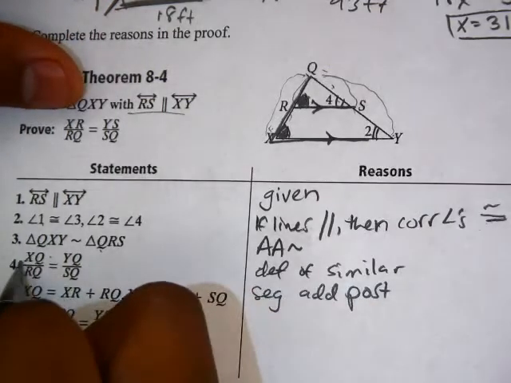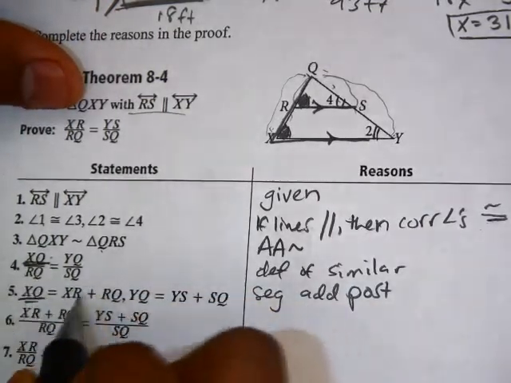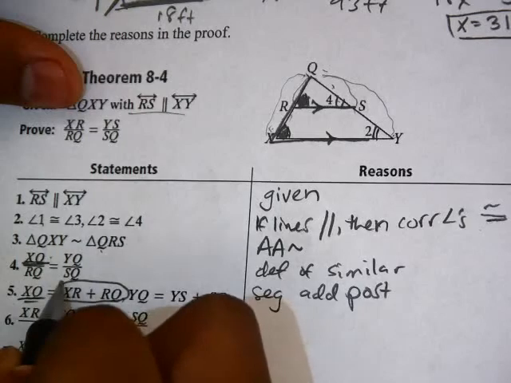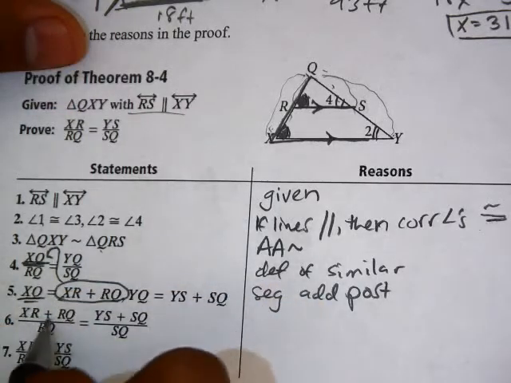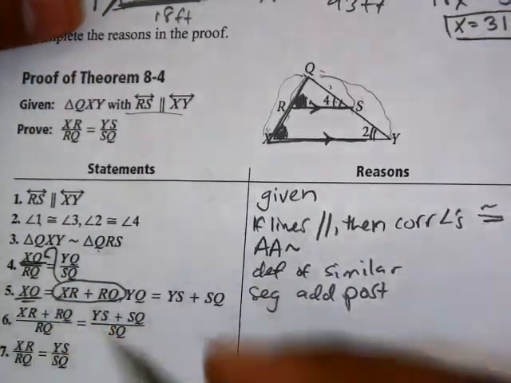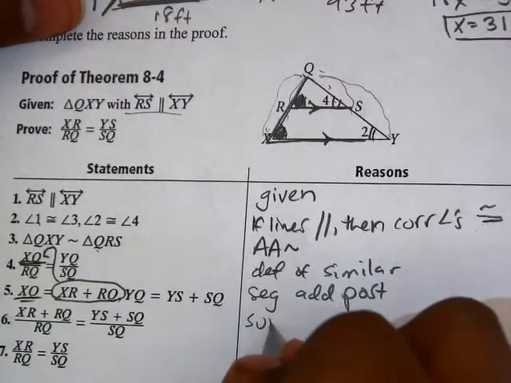After that, notice how there's an XQ here and an XQ there. They took all of this and replaced XQ with it. So that's why there's an XR plus RQ on the top. So they use substitution.